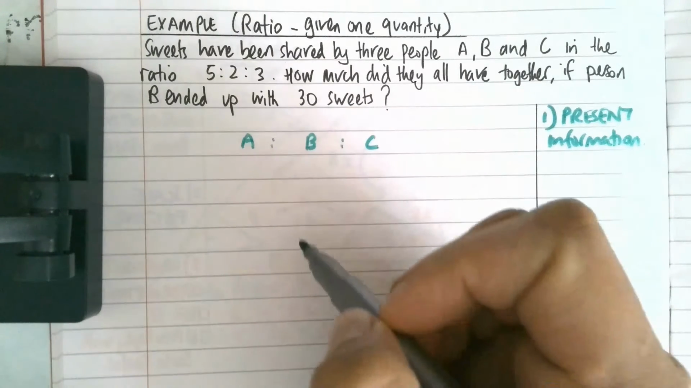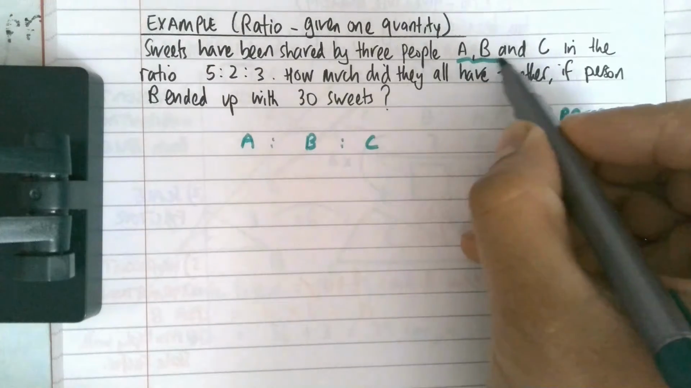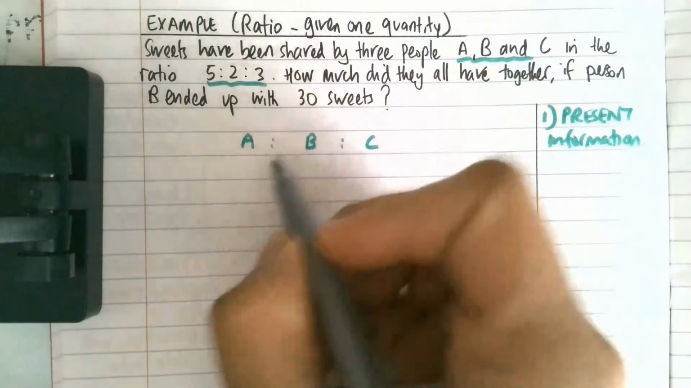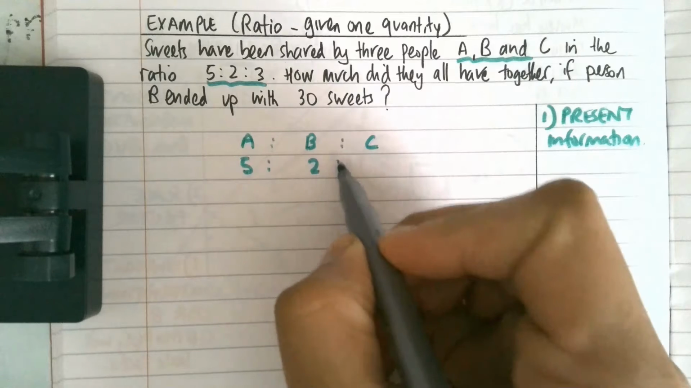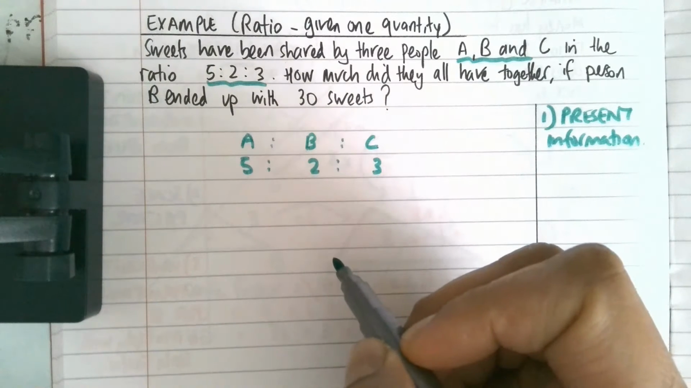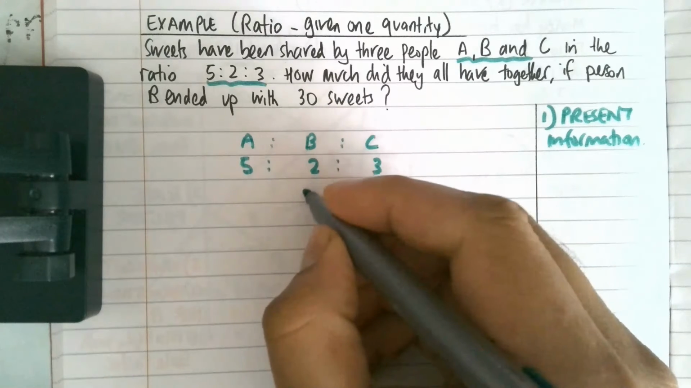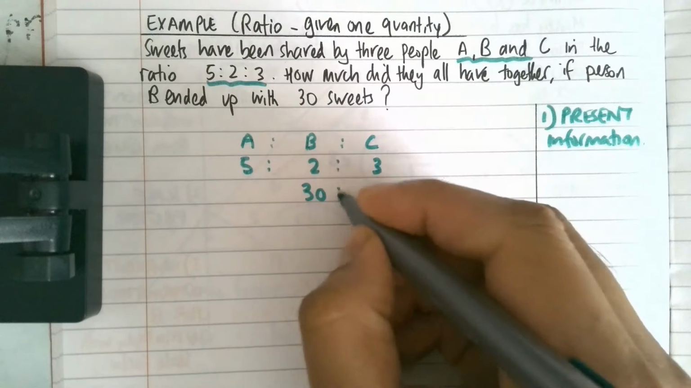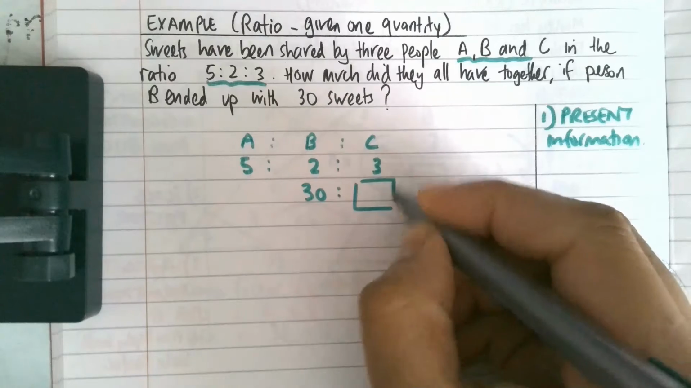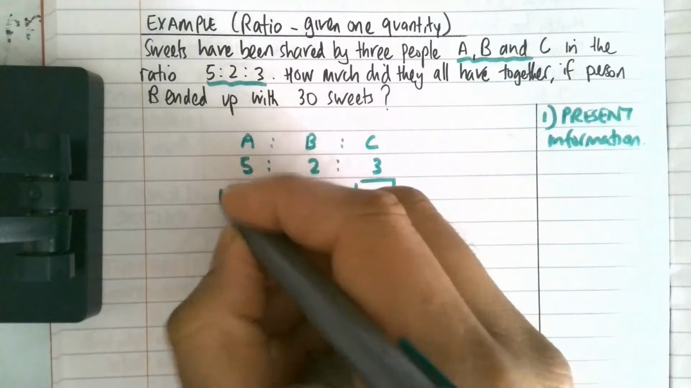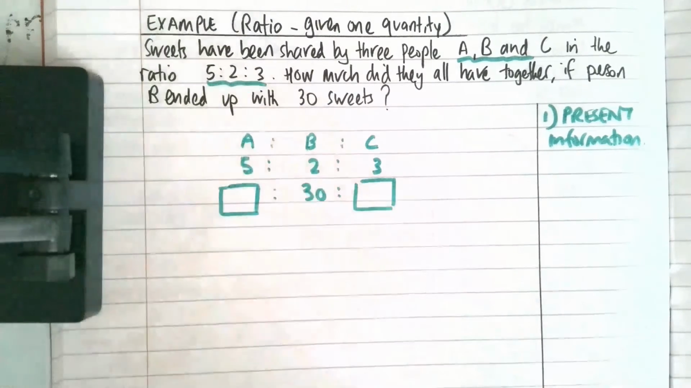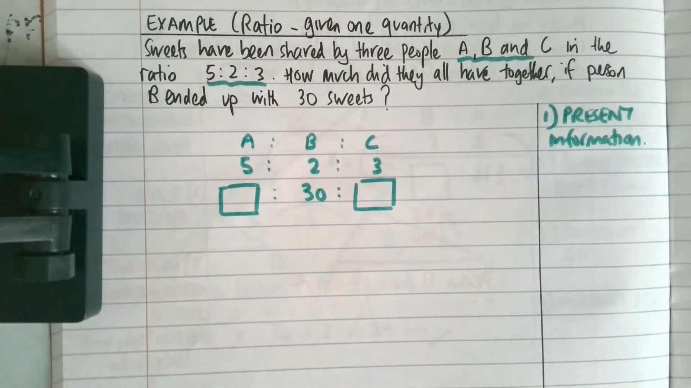So A to B to C, cross off the key points or underline or highlight as you go through the question. And the ratio is 5 to 2 to 3, and we also know that person B has ended up with 30 sweets. We don't know what person A has, we don't know what person C has, so we're going to put empty boxes there because we have to work those out. Again, we're just trying to look for an equivalent ratio.